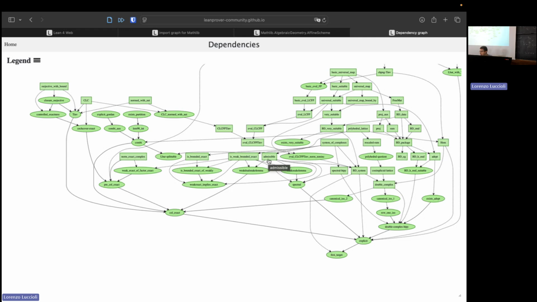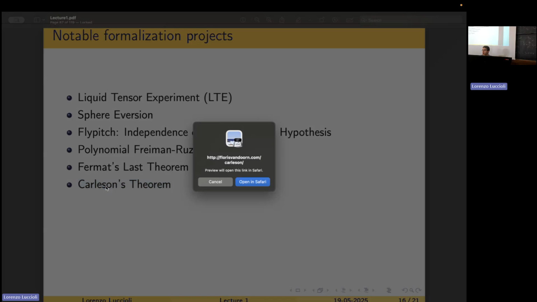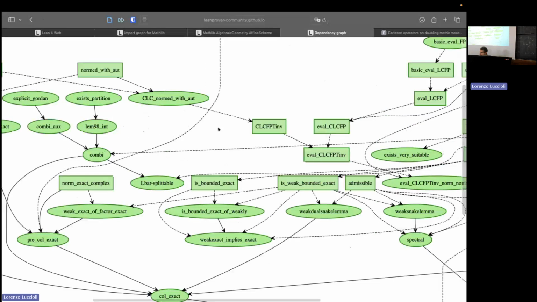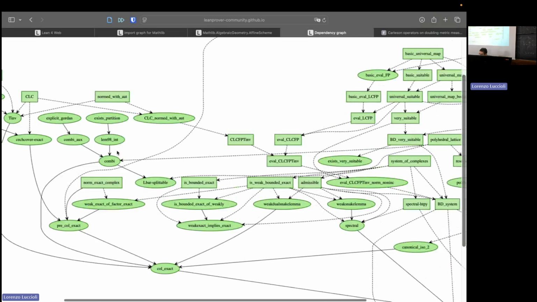Now, this is a completed project, but let's go to maybe a project that's not complete yet, the Carleson project. Usually either the definition of the proof or the proof, yes. Now, okay, yes, there are solid arrows and dotted arrows. Maybe solid arrows mean it's needed in the proof, and dotted arrows mean it's needed in the statement, but I'm not 100% sure about it, so I may be wrong about this.